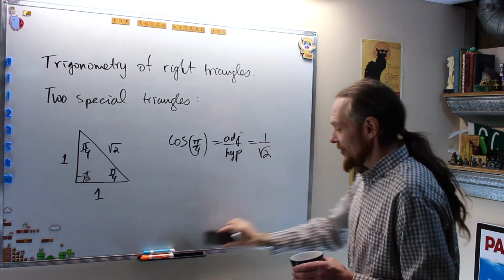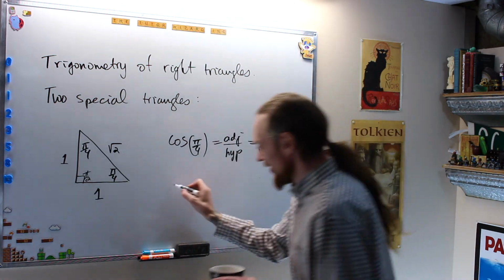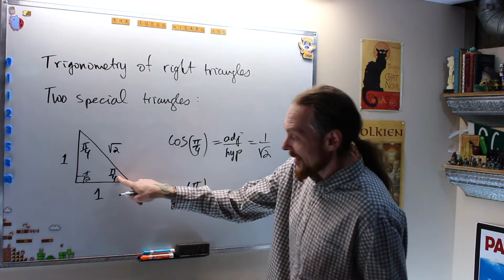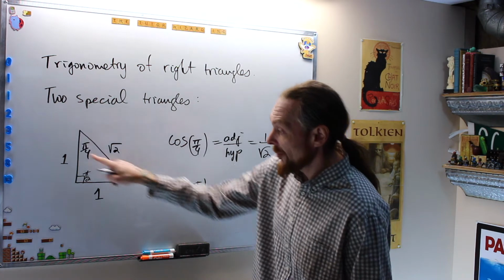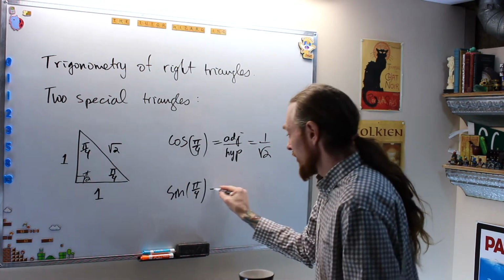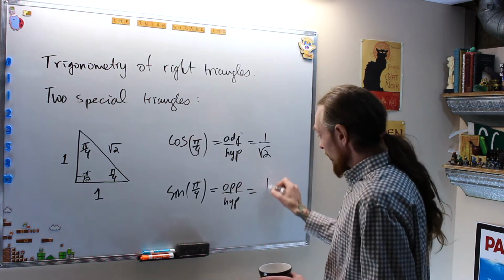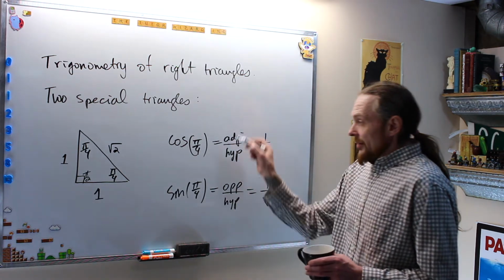So I like this one because it comes from the special triangle. Sine of pi over 4 is equal to cos of pi over 4. Why? In the triangle, if this is pi over 4, sine of pi over 4 is opposite over hypotenuse, which is equal to 1 over root 2.